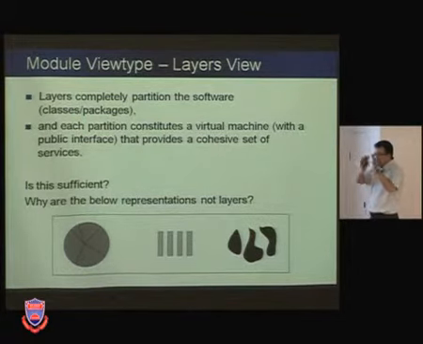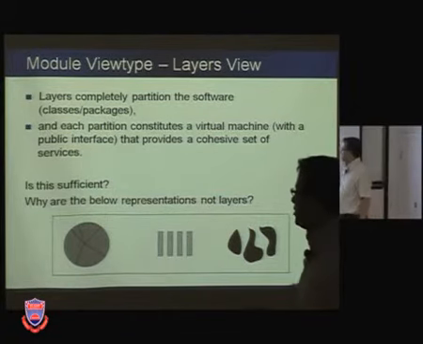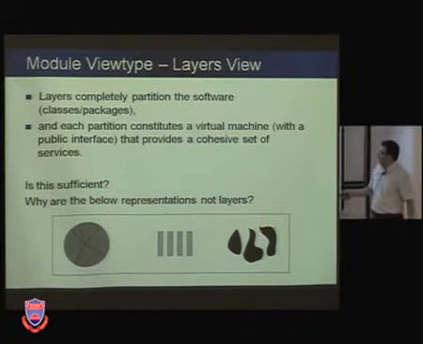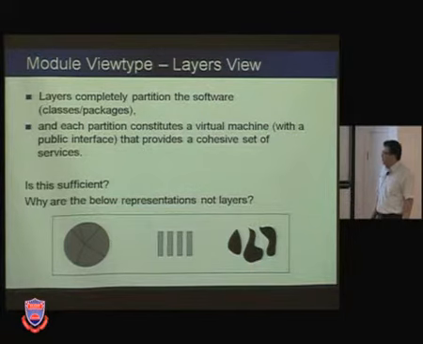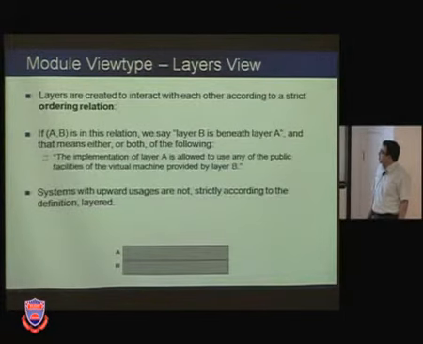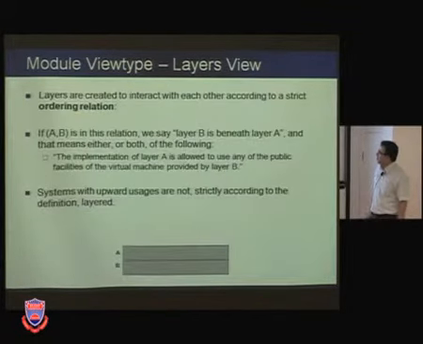So imagine we have a system. We just partition the system into layers. Typically, we could then have such kind of alternatives. So why are the below representations not layers? That could be the question. So the issue here is, we will have to break in 5 minutes.